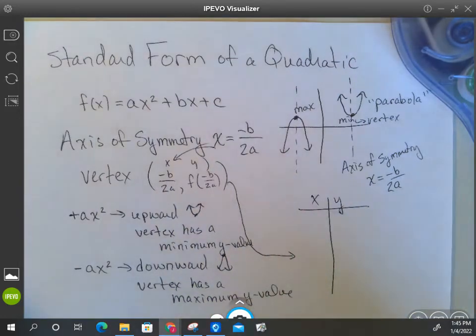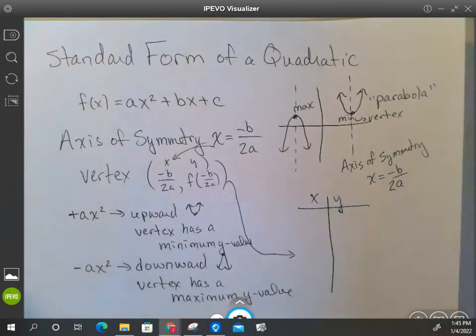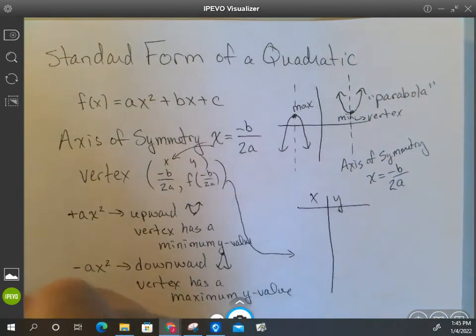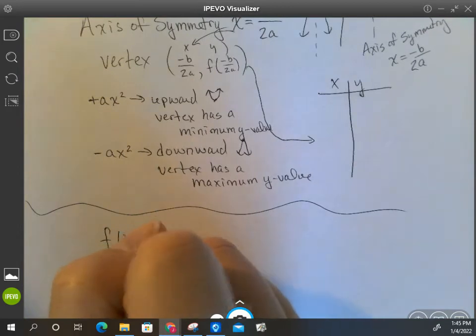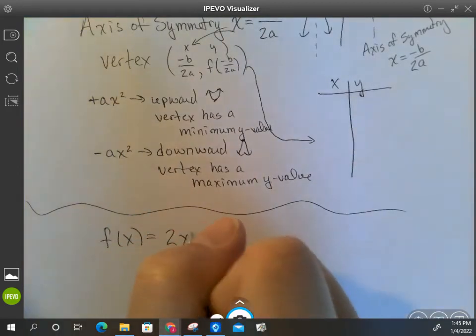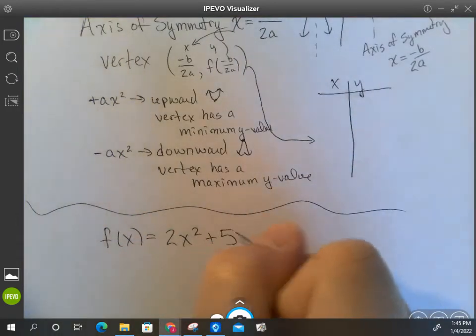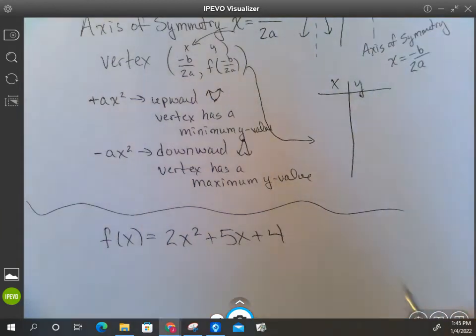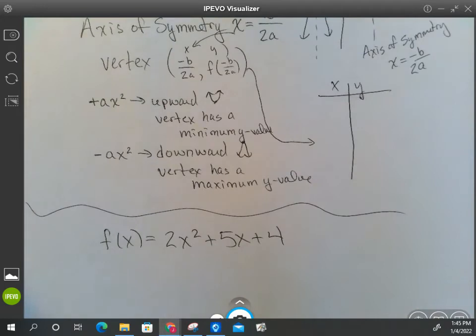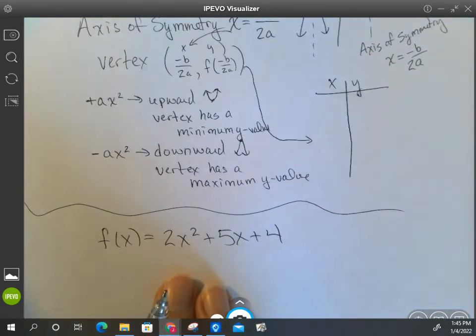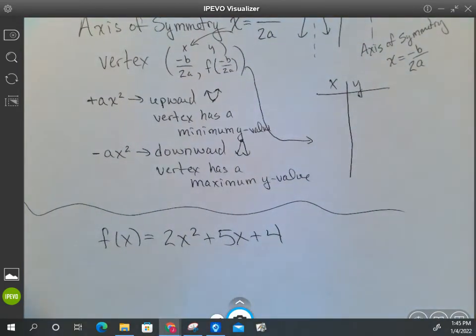Okay, so let's go ahead and put our facts to use and let's do an example. So I'm just going to break my page in half here. Here's your example. f of x equals 2x squared plus 5x plus 4. Without graphing it, without doing any algebra, what can you tell me just by looking at this function? It's in standard form. What do you know about the graph just by looking at it?